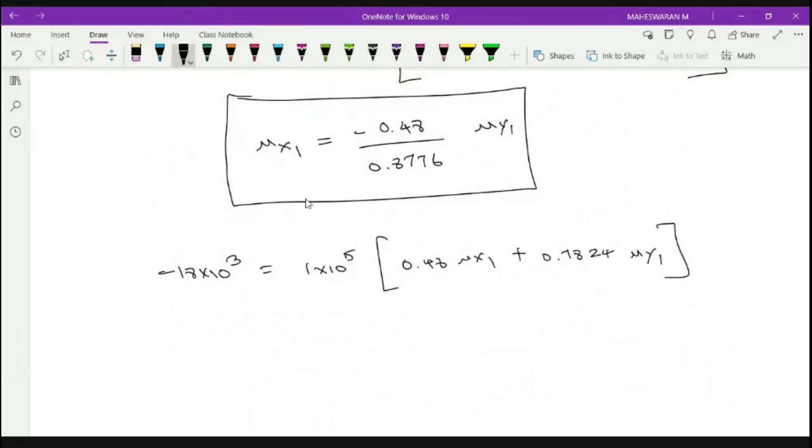Now you substitute this in this equation and find out the value of ux1 and uy1. So what is your ux1 and what is your uy1? Tell me your answer. So this is 0.1722 mm. The other is minus 0.0942. Both are negative. Okay. Yes, sir. Okay. Thank you.